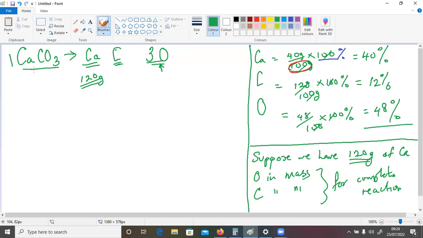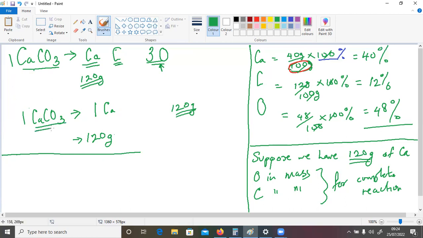So I know in calcium carbonate, if I have one mole of calcium carbonate, let's talk in moles. So if I have 120 grams of calcium carbonate, what does it imply? I'll do it like this in a simple way.